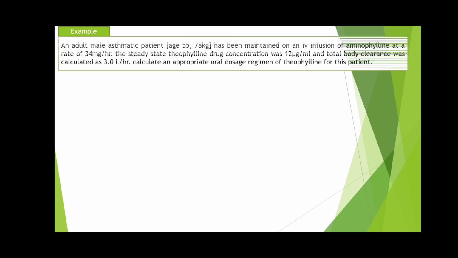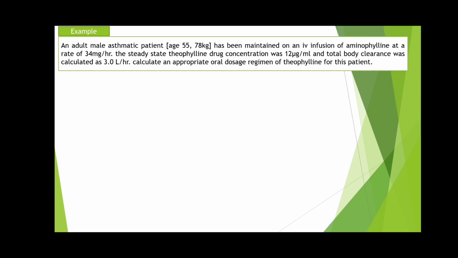Okay. Now we'll check out one example and then we calculate it by using both the methods. So the example goes like this. An adult male who is an asthmatic patient, age 55, weight 78 kg, has been maintained on an intravenous infusion of aminophylline at a rate of 34 mg per hour. The steady state theophylline drug concentration was 12 microgram per ml and the total body clearance was calculated as 3 liters per hour. Now calculate an appropriate oral dosage regimen of theophylline for this patient.